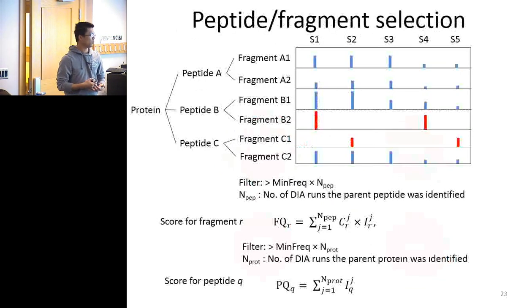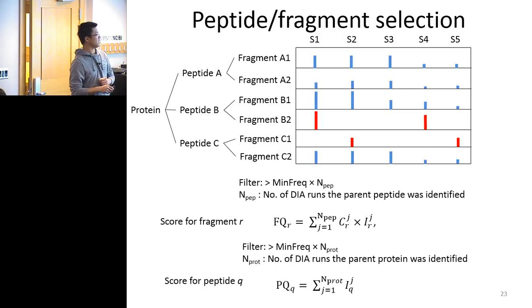And for doing quantification, we also do the peptide and fragment selection. The reason we need to do that is in DIA, when we do the quantification, we have a lot of information. We have protein information, we have peptide information, and for all the peptides, we have all the fragment information. So when we do the protein quantification, we can use different strategies to select the most reproducible fragment for the protein quantification.